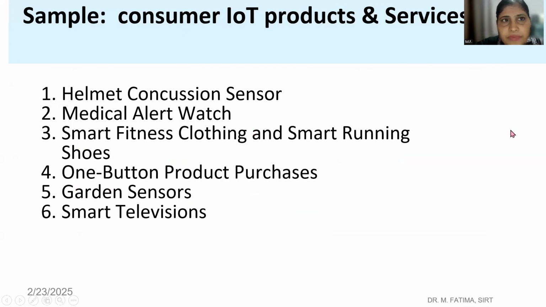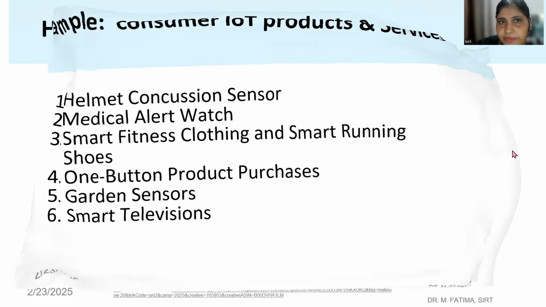Now, next are some IoT products and services: the helmet sensor, medical alert watch, smart fitness clothing and smart running shoes, one-button product purchases, garden sensors, and smart televisions. Some of the examples I have taken here.